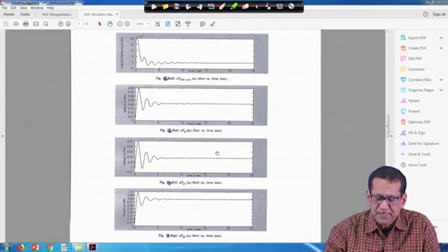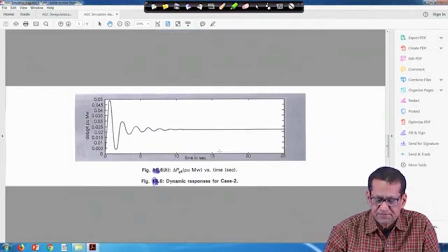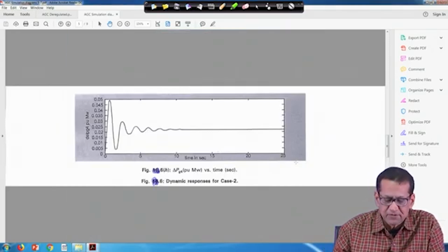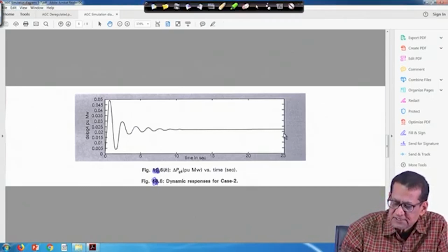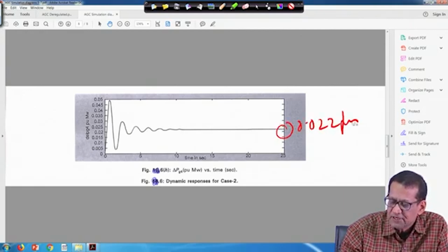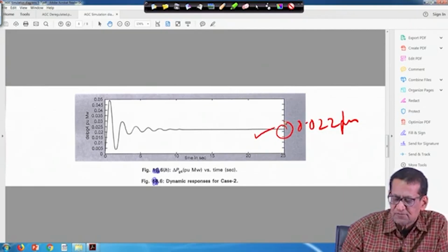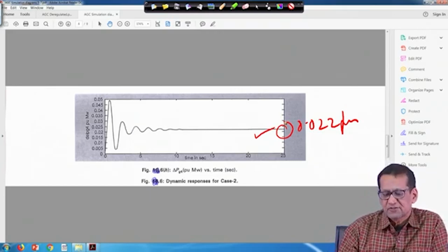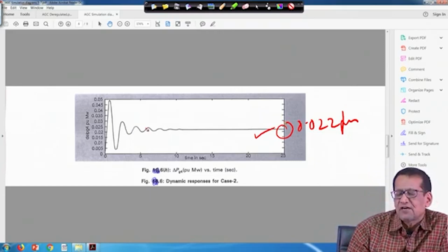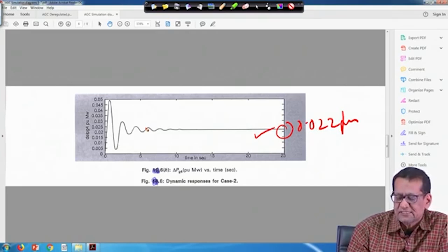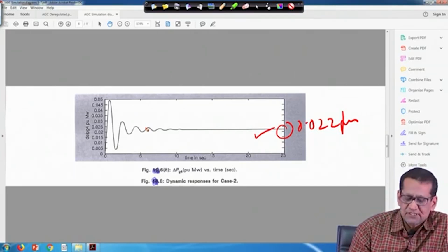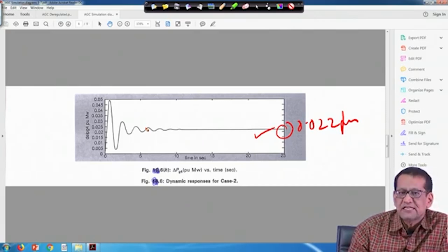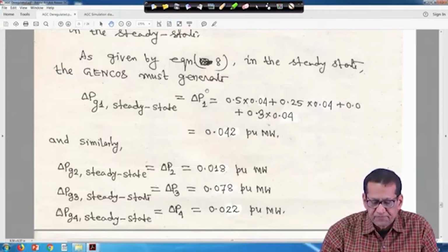And delta Pg4, right, and this is my delta Pg4. This one also at steady state is 0.022 per unit megawatt, right. So, this is also matching in the steady state. When the transient disappears it finally reaches a steady state, but for this simulation no GRC was considered, right. That we will see later, but no GRC was considered.